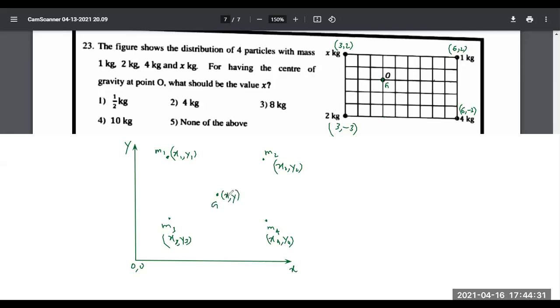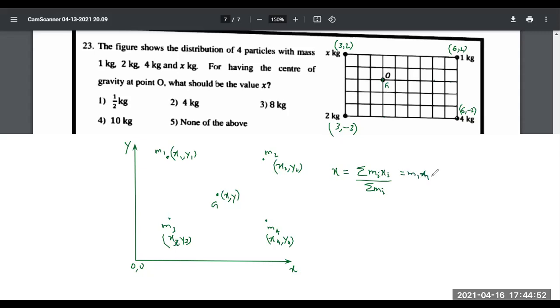So if you want to find x, x is equal to the sum of mixi divided by the sum of mi. Now what is that? That is this. You have to multiply each mass by its coordinates.